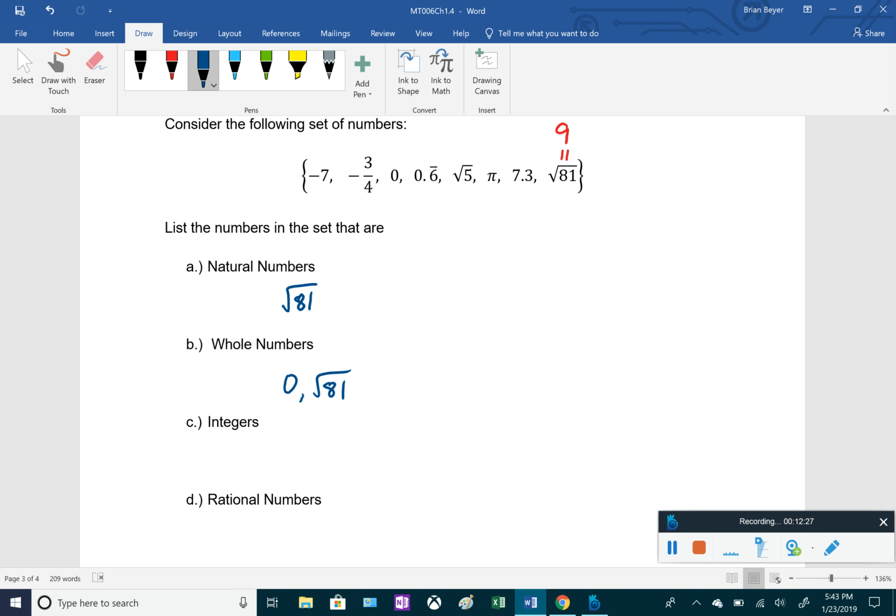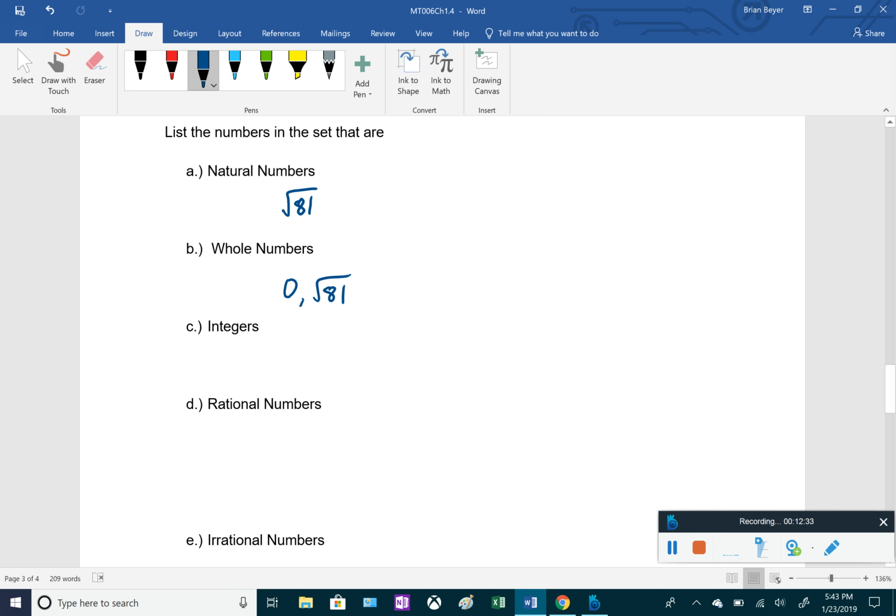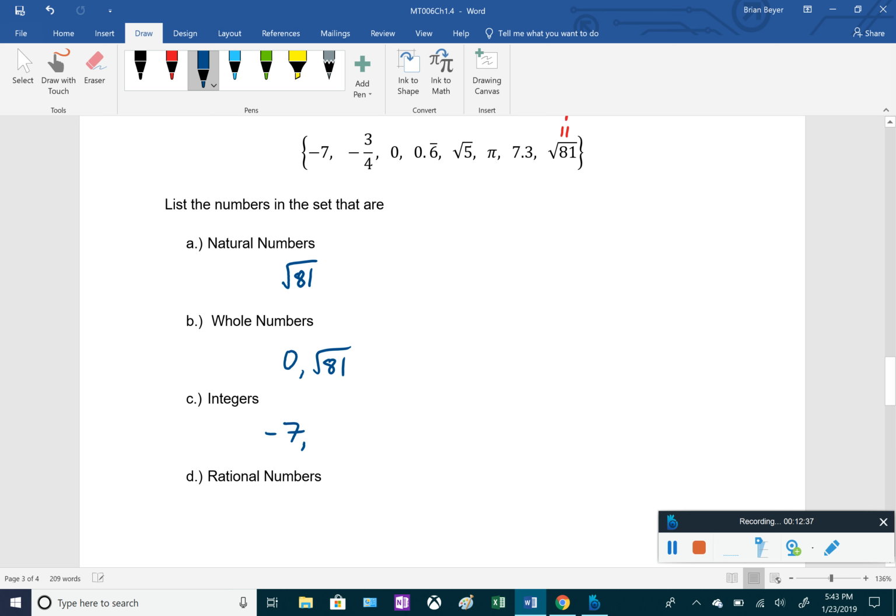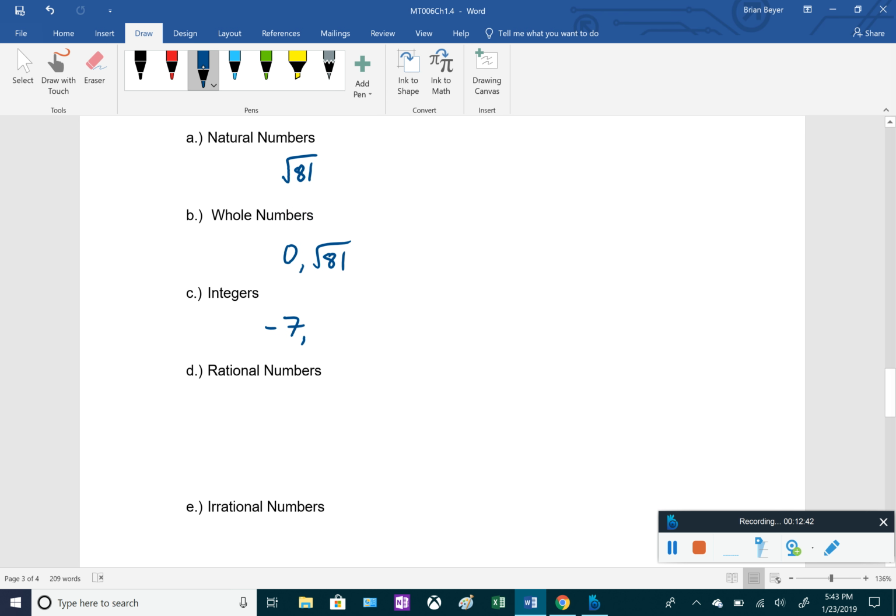So next for integers, integers are positive and negative whole numbers. So we have -7. So -7 is going to be an integer. And so is 0, and so is radical 81. And that's it for the integers.